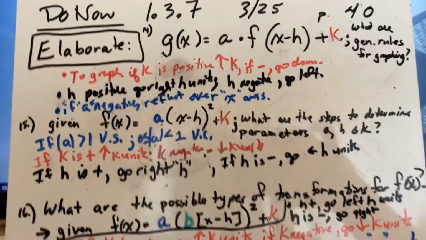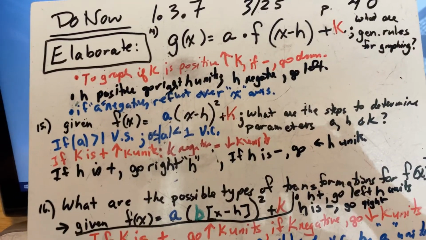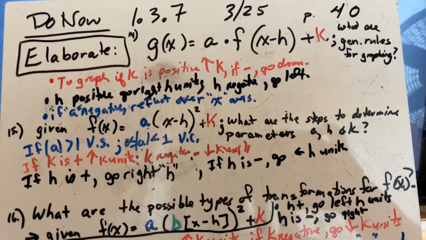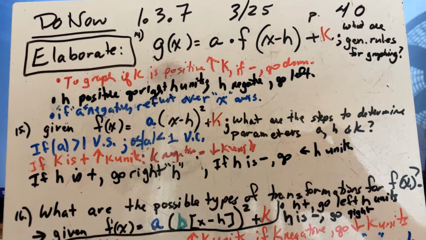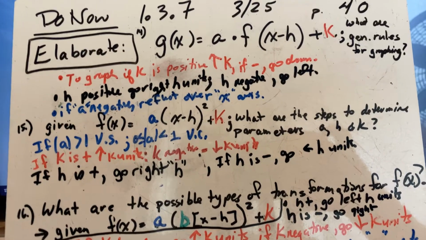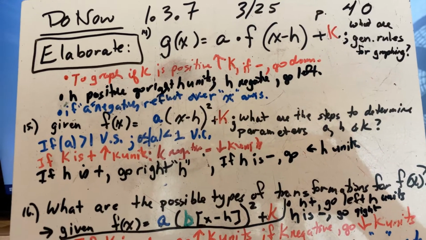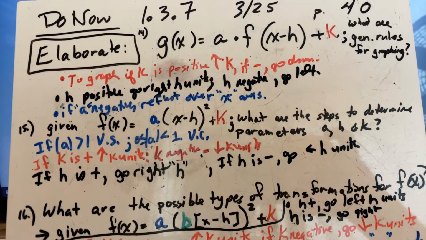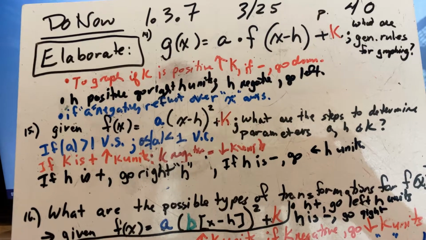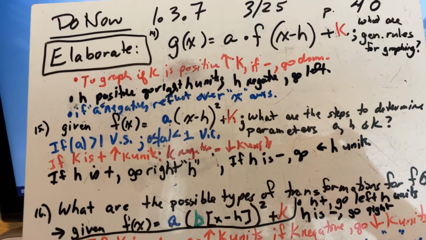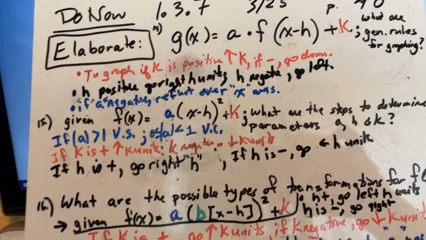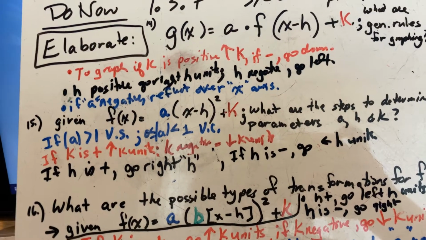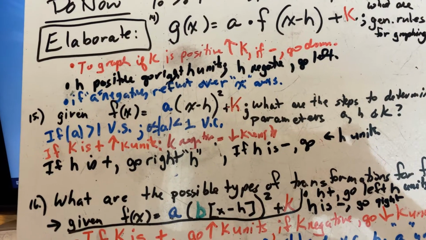They're just asking you in general, if you have a new function g of x, how is that transformed from the parent function f of x? I've put in the parameters a, h, and k. I believe everyone knows what they represent at this point, but they want to know the general rules for graphing. So to graph this new function g of x, if k is positive, you're going to go up by k units. If k is negative, you're going to go down by k units.